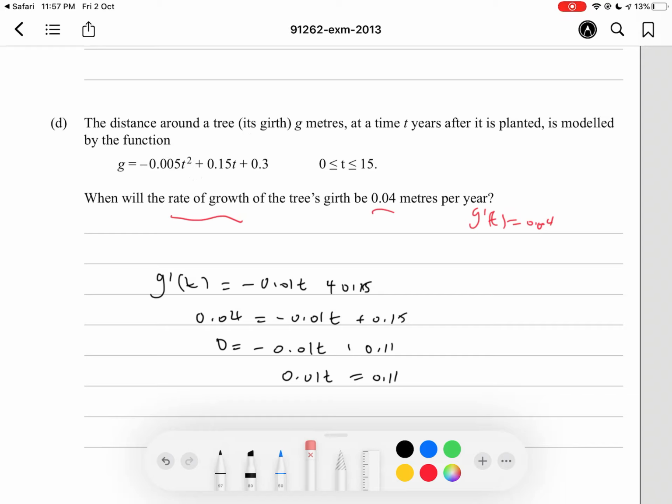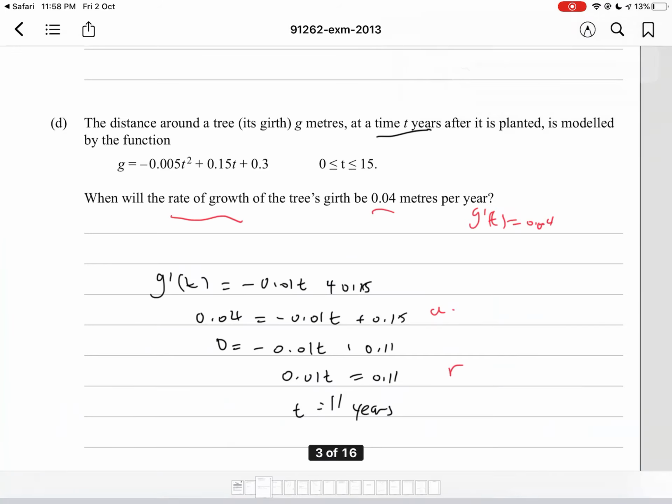Alright, so 0.01 t equals 0.11. So therefore t equals 11. But it's time in t years, so t equals 11 years. And that is our final answer, which is another merit level question. To get Achieved, you need to find the derivative and make it equal to 0.04. So this is the Achieved: finding the derivative and making it equal to 0.04.